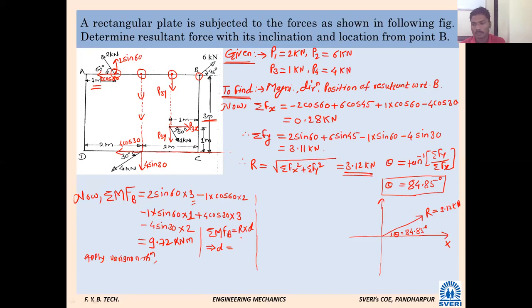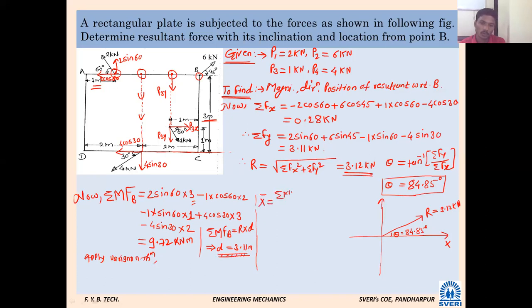Anyone? 3.11. 3.11, 3.20. 11 or 1? 3.11. 11. Okay, correct, 3.11. X bar.